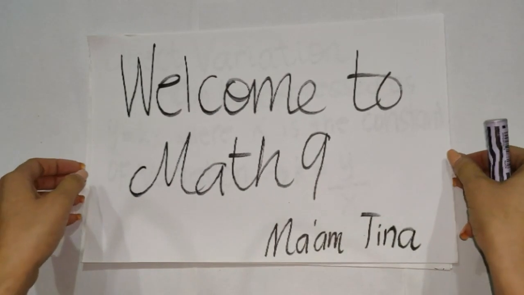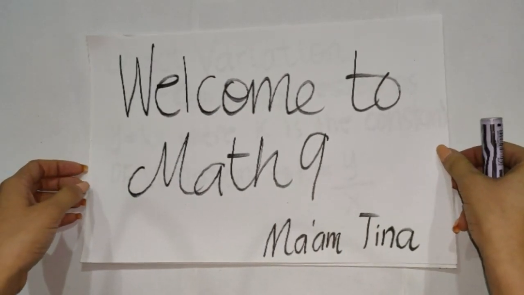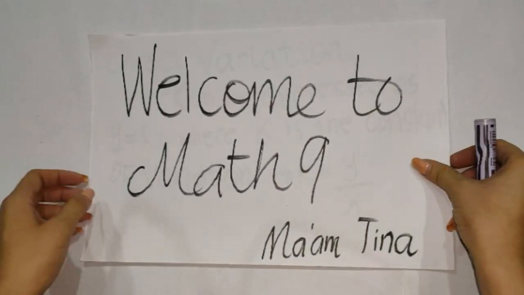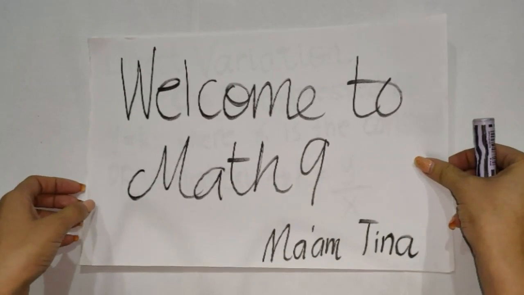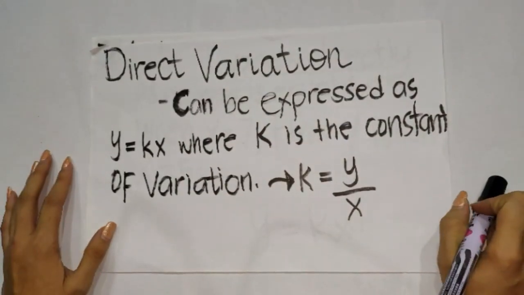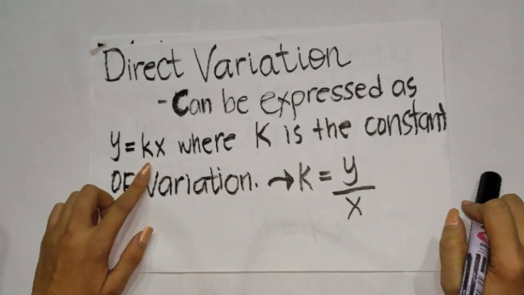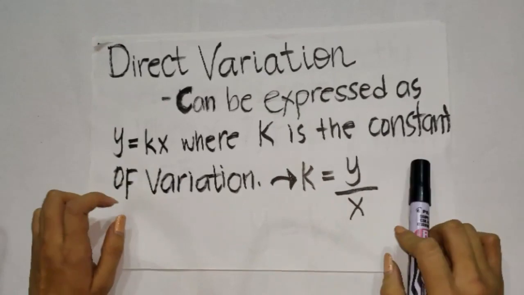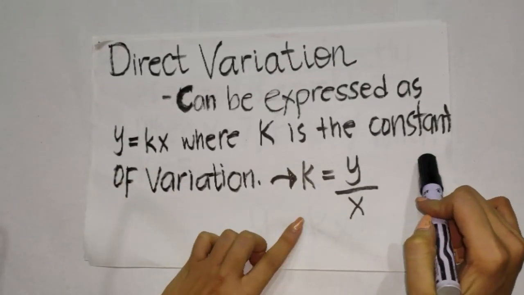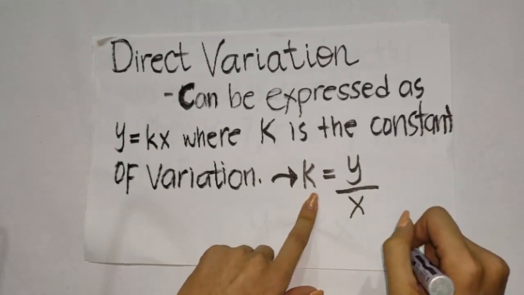Okay, this day we are going to discuss the first unit in your module. If you have your module with you, open it on page 3. It is about variation, and the first topic there is direct variation. So what is direct variation? Direct variation can be expressed as y is equal to kx, where k is the constant of variation. And if you are going to find the value of k, you are going to use this formula: k is equal to y over x.